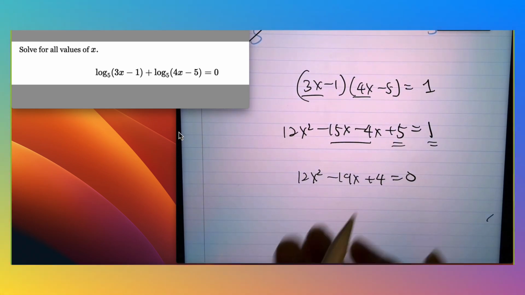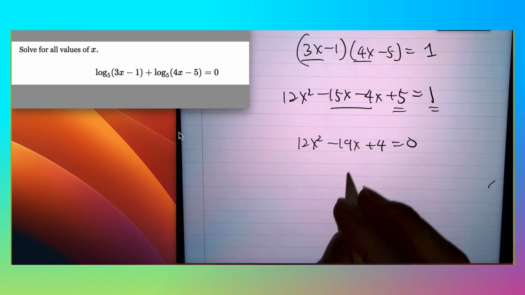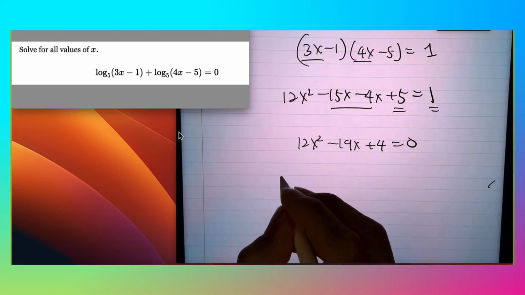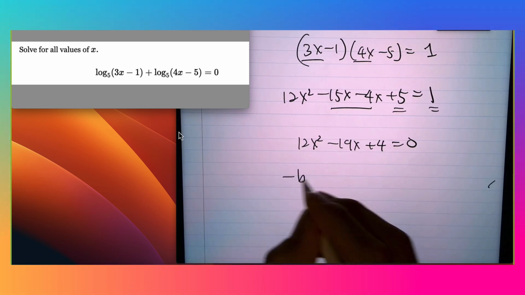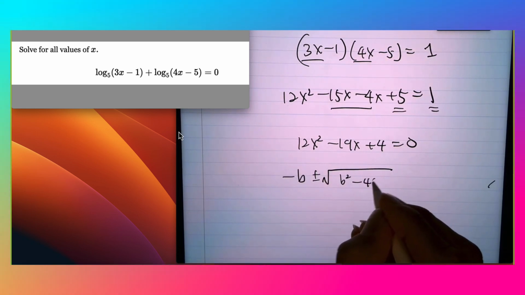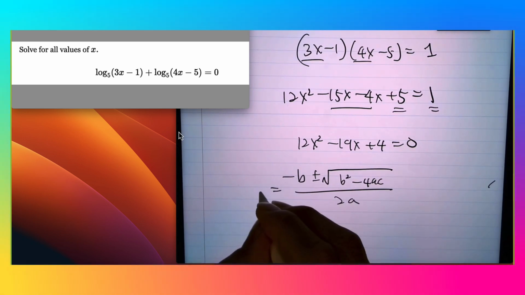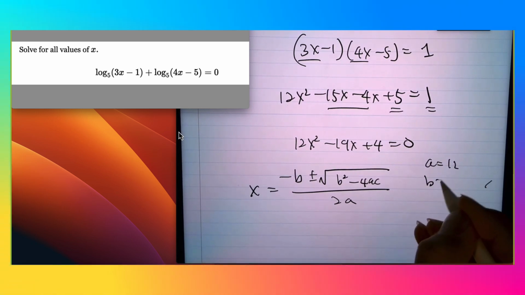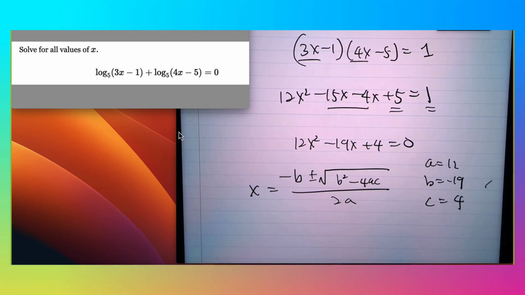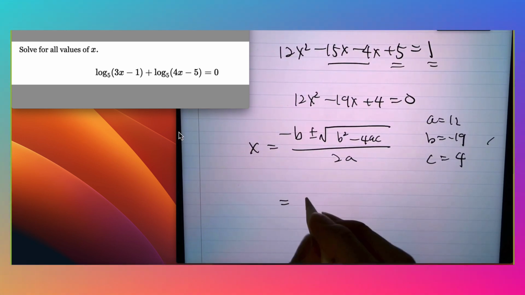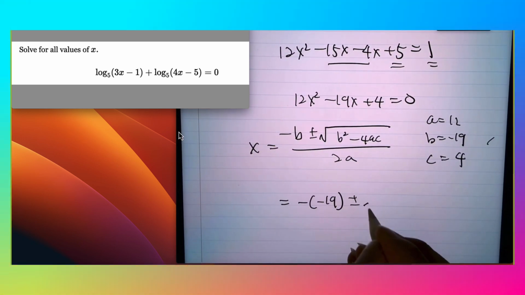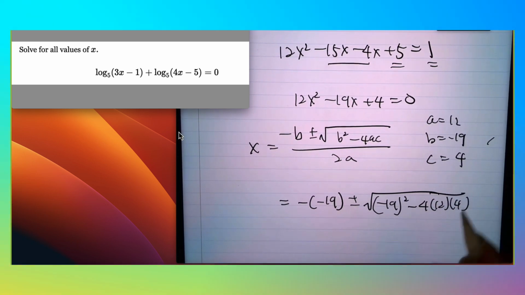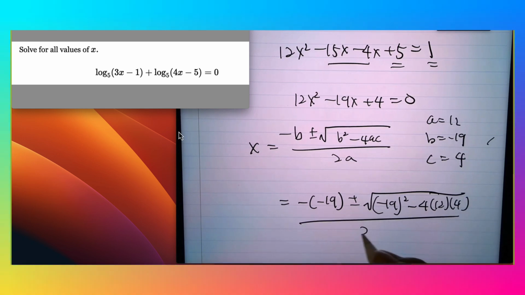We can factor it, but at the same time we can just go straight to the quadratic formula because it's not very fun to play with a big leading coefficient. So I'm going to use x equals negative b plus or minus the square root of b squared minus 4ac, all divided by 2a. In this standard form, a equals 12, b equals negative 19, c equals positive 4. When you plug in those values, we get negative negative 19 plus or minus the square root of negative 19 squared minus 4 times 12 times 4, all divided by 2 times 12.